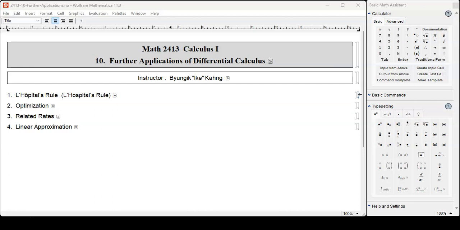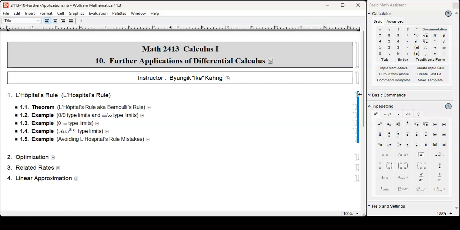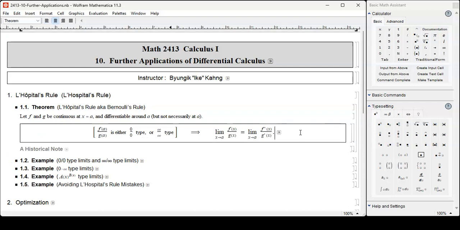Okay, let's begin. Lesson 1, Section 1, L'Hopital's rule. And it is a useful rule for limit computation. It's a little bit hard to read, so let me expand the font.